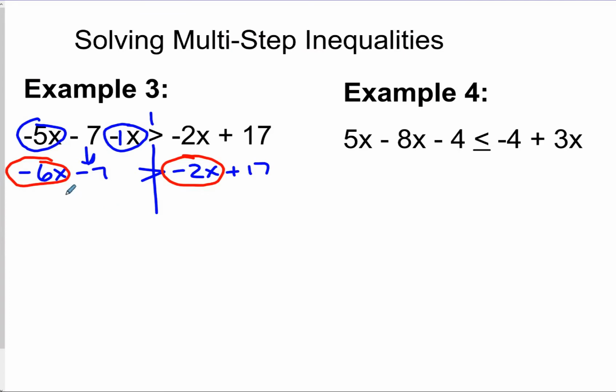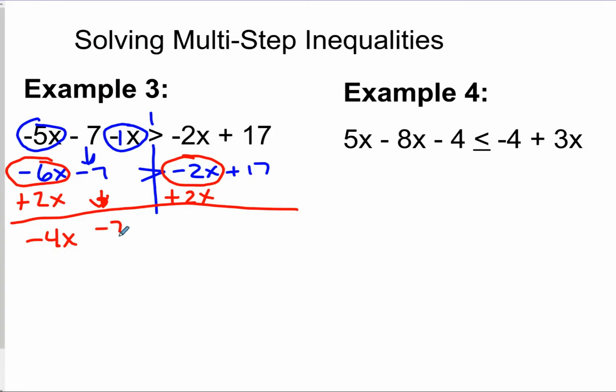I like to move things to the left, so I'm going to go ahead and do the inverse of negative 2x by adding 2x to both sides of the inequality. Simplifying what we have, negative 6x plus 2x is negative 4x. We drop down our negative 7 is greater than, this cancels, and we just have 17 left on our right side. Go ahead and solve the rest of this inequality and check your graph.